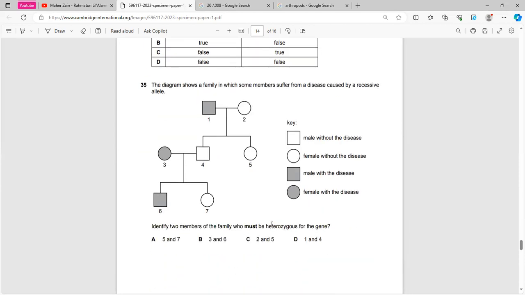It must be heterozygous. Heterozygous means, for example, capital A small a or capital B small b. Two letters which are not the same, basically not homozygous to each other. So they say that a person suffers from a disease which is caused by a recessive allele. So we can see that both 5 and 7 are females, according to the key, who do not suffer from the disease. If they would have been homozygous, for example, small a, they would have suffered from the disease. The only way they could not have suffered from the disease is that they are capital A small a.